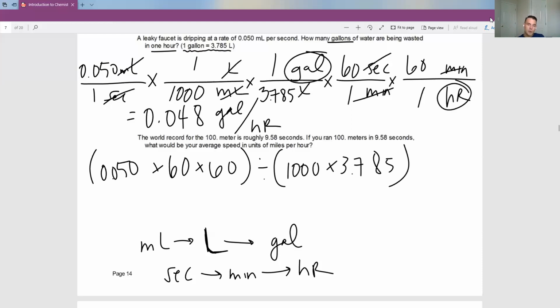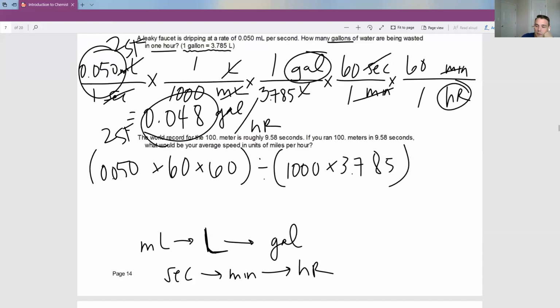When you are finished with a problem, you want to ask yourself 3 things. Is the answer itself correct? Are the units correct? Do I have the right number of Sig Figs? So I did this math, so it's going to be correct. The units are correct. We want gallons per hour. We've got them. And then the Sig Figs, I started with 2 Sig Figs here. I'm ending with 2 Sig Figs here. So it's perfect.